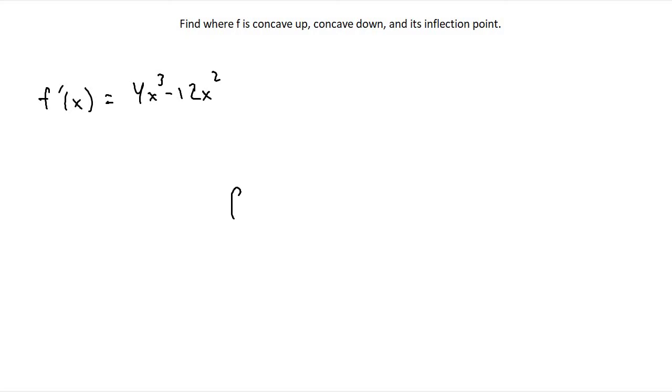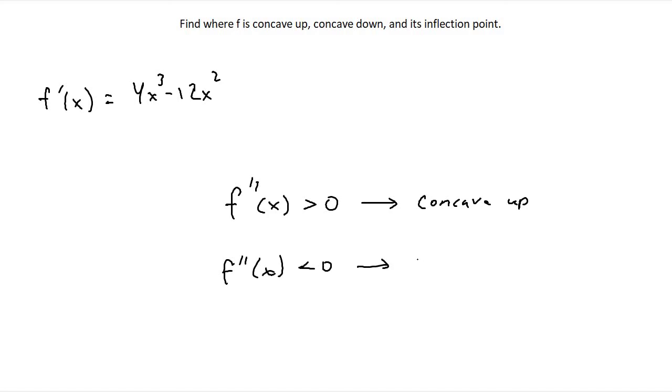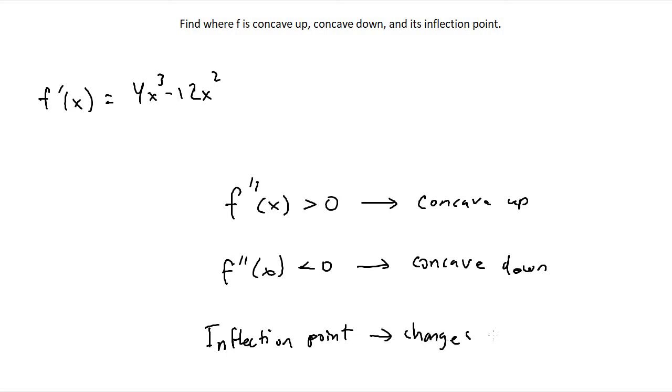Let me just write down, whenever f double prime of x, or whenever the second derivative, is greater than 0, then the graph is concave up. And whenever f double prime of x is less than 0, it is concave down. And if f double prime is equal to 0, then there is no concavity. So it's just when it's positive or when it's negative. An inflection point is when the second derivative changes signs. So it either goes from positive to negative or from negative to positive.